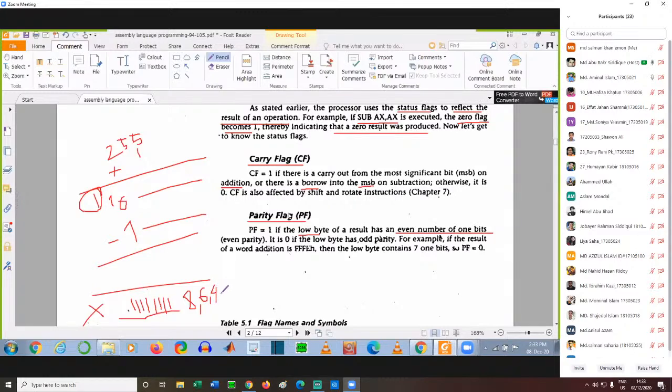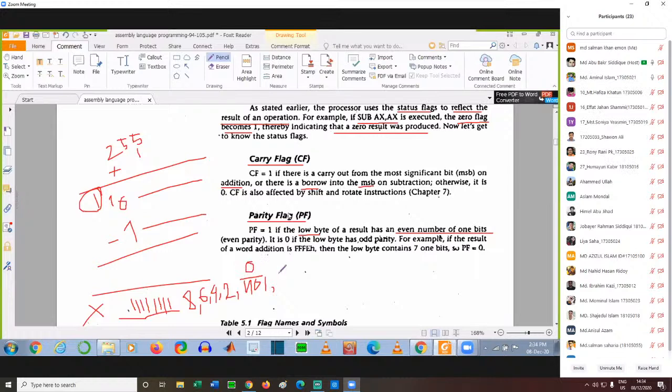What about if there are 4 ones? Same result, PF equals 1. If there are 2 ones, still the value of PF will be 1. And if there is no 1, what will be the value of PF? Even if there is no 1, PF still equals 1, because no 1 means zero 1s, which is even.